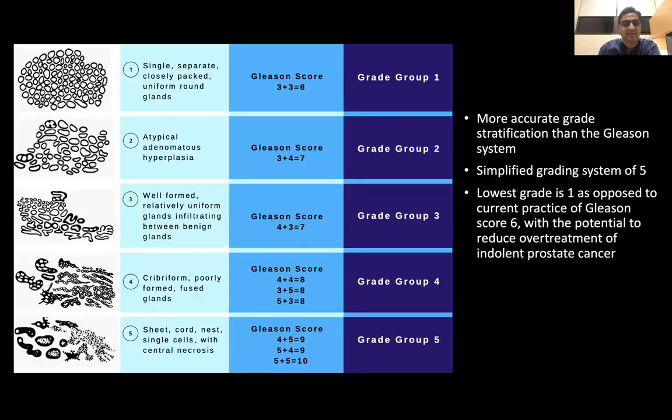To understand the grade grouping in relation to the Gleason score that you might have heard in the past, grade grouping is a much simpler nomenclature, with a 5-point scale from 1 to 5. Grade group 1 corresponds to the previous Gleason score of 3 plus 3, 6, whereas 2 corresponds to Gleason 3 plus 4, 7. Grade group 3 corresponds to Gleason score of 4 plus 3, 7. Grade group 4 corresponds to 4 plus 4 or 3 plus 5 or 5 plus 3, whereas grade group 5 corresponds to 4 plus 5 or 5 plus 4 or 5 plus 5. It's a much simpler grading system, and it makes it much easier for patients to understand.